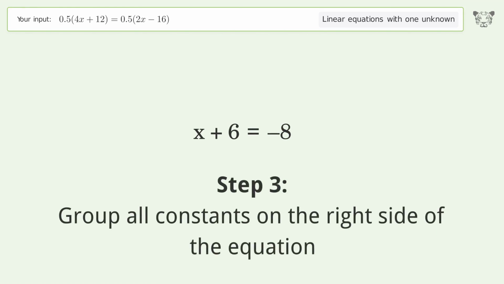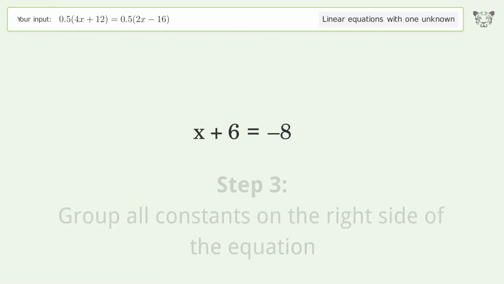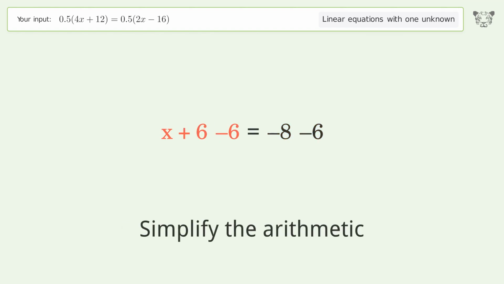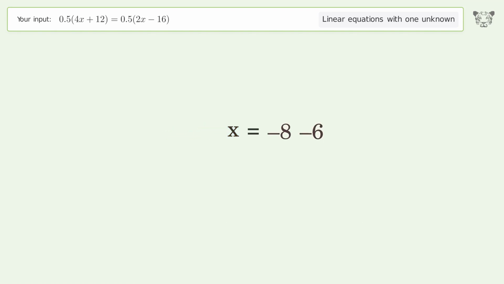Group all constants on the right side of the equation. Subtract 6 from both sides. Simplify the arithmetic. And so the final result is x equals -14.